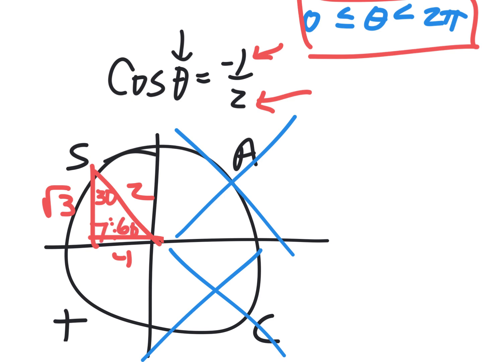And then I know my answer is in pi over 3s. But pi over 3 itself is right there, and it's clearly not there. So it's not pi over 3. It's 2 pi over 3.